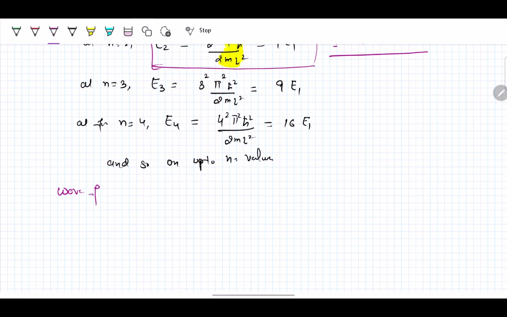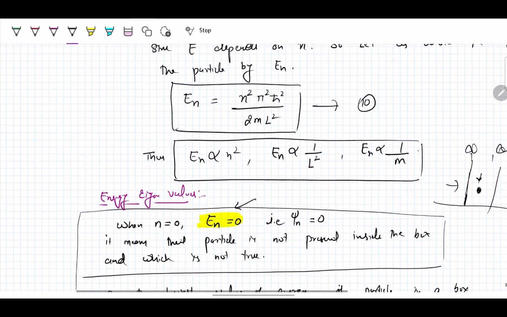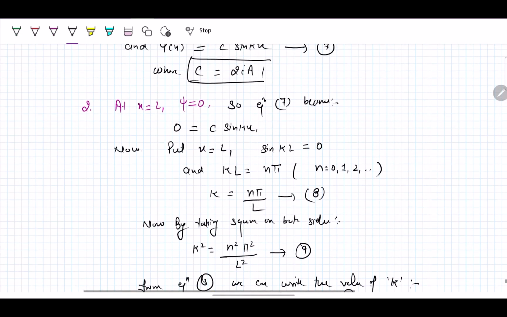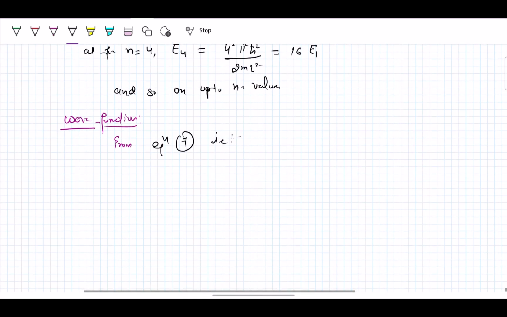So, wave function of a particle in a box. Let's start from equation number 7. What was equation number 7? We got equation number 7 as psi x is equal to c sine kx. This is our equation number 7.